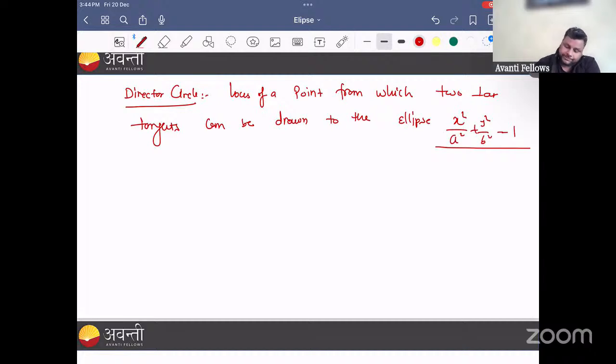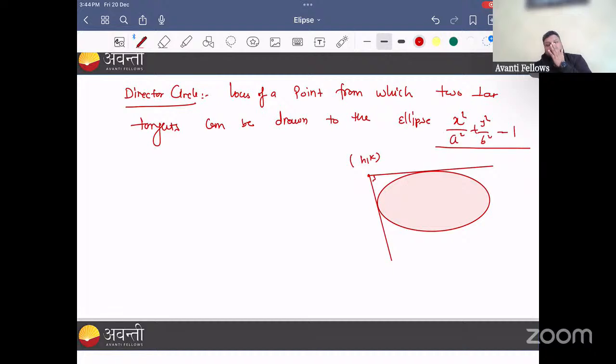Now see, this is the ellipse given to you. Now let us assume there is an external point (h, k). From this point, you are trying to draw two tangents. One is this one and the other is this one. And this is somehow the angle between these two tangents. Got it?